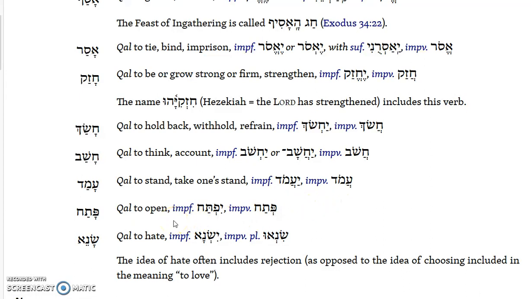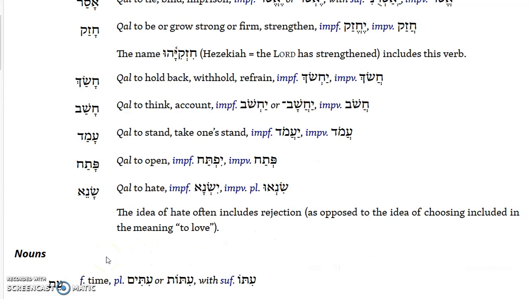And then patah means to open. The name of the vowel patah is named after this. The patah is when you make a vowel with an open mouth. But anyway, patah means to open, as in to open a door. And he gives you imperative and imperfect forms of that.